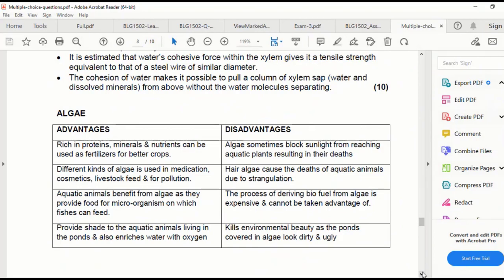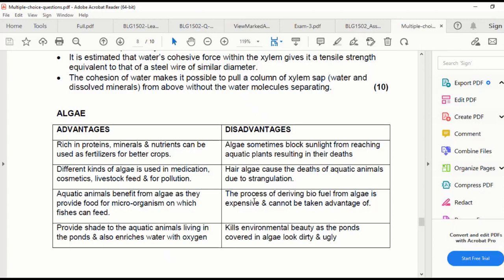Different kinds of algae are also used in medication, cosmetics, livestock feed, and for pollution control. And hair algae causes death of aquatic animals due to what we call strangulation. Aquatic animals benefit from the algae as they provide food for microorganisms on which fishes can feed. So this algae can be significant, but it can kill if it blocks the sunlight, but it can also be used as a food source.